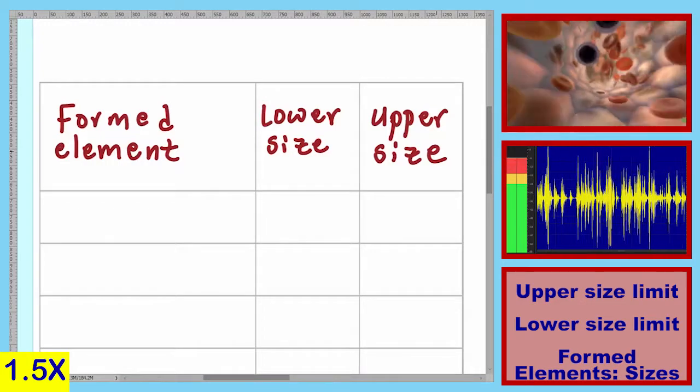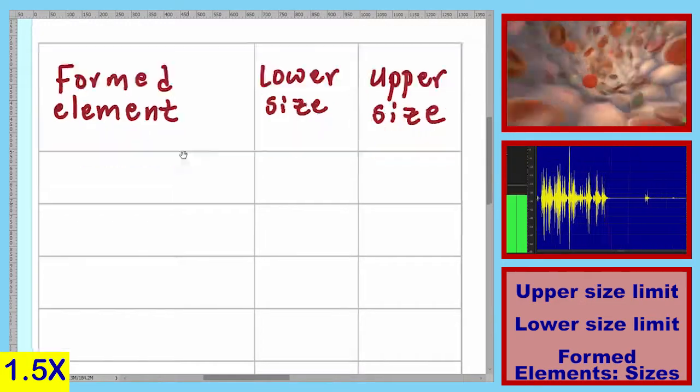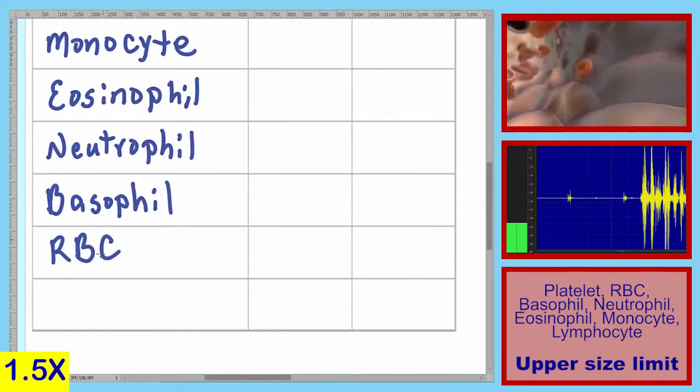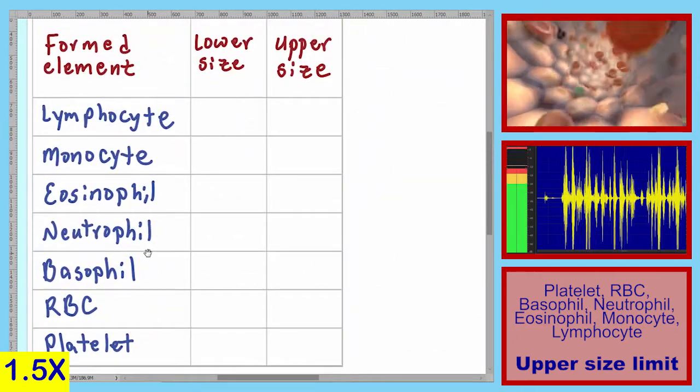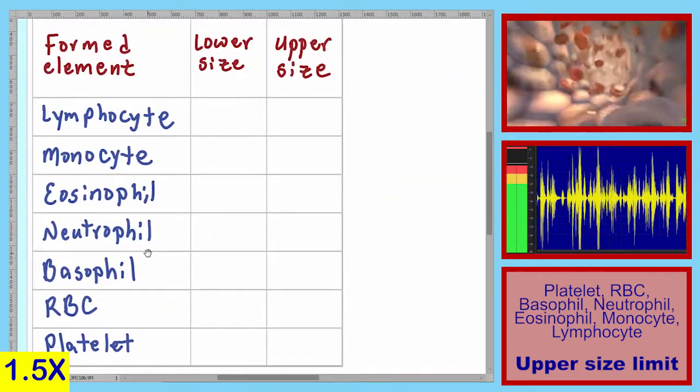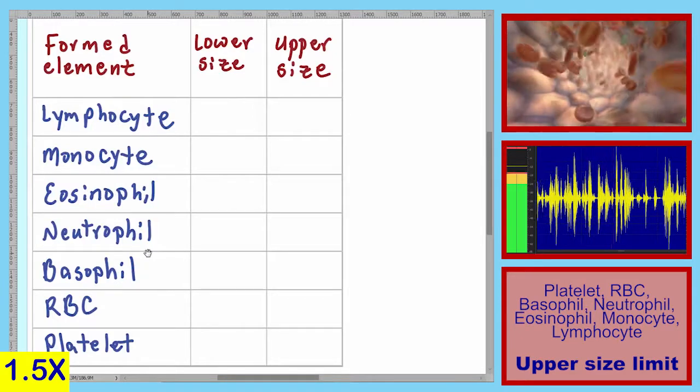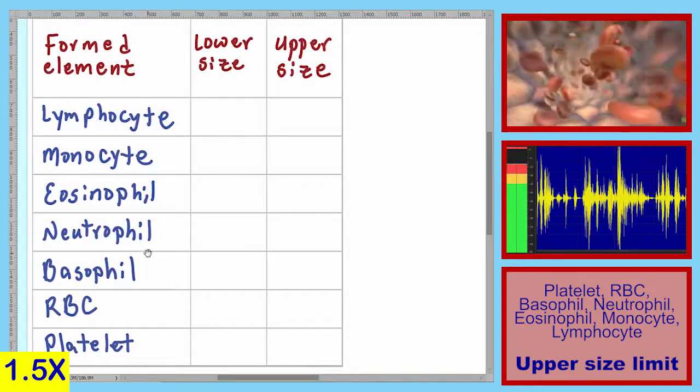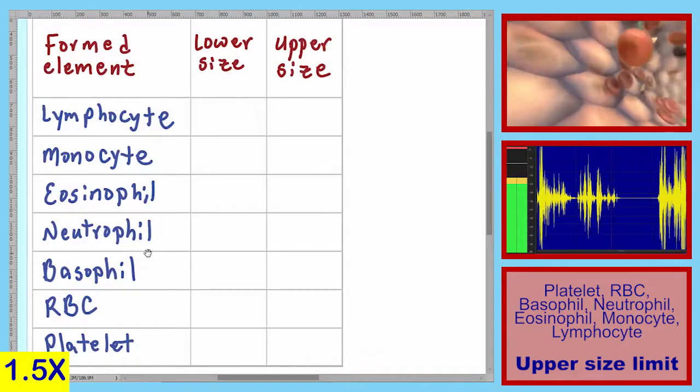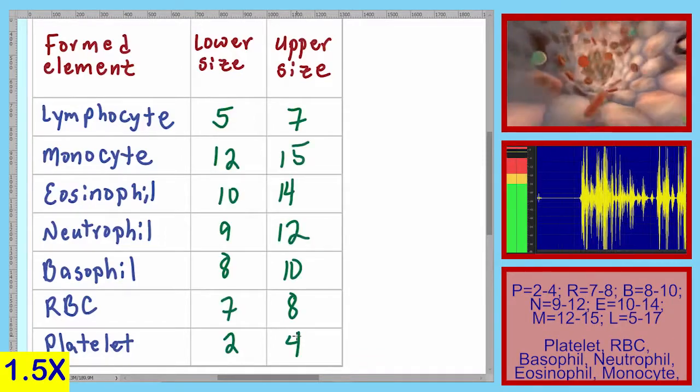What we're going to do here, we're going to put them in size with the one that has the largest upper size at the top and going down. And so in the first column, we have our formed elements ranked by upper size. So lymphocytes have the largest upper size, then monocytes, eosinophils, neutrophils, basophils, red blood cells, and platelets. So what I'm going to do next, I'm going to enter the lower size and the upper size, and we'll discuss them shortly thereafter. Here we have our lower size and our upper size for our formed elements.